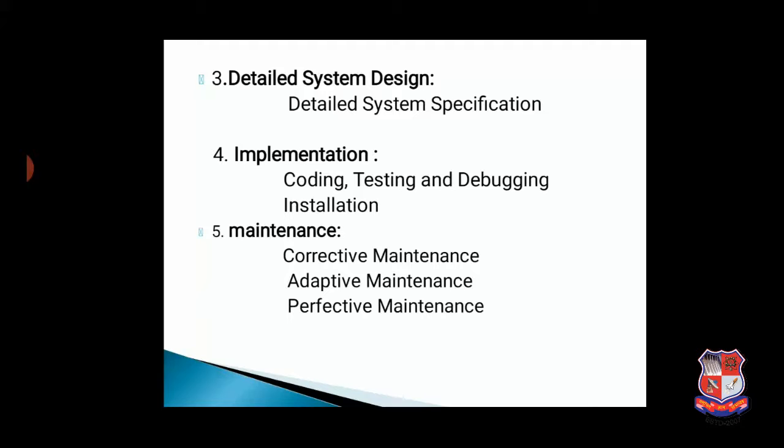Corrective maintenance responds to system errors. If the system gets any errors, to maintain or solve those errors is corrective maintenance. What is adaptive maintenance? Adaptive maintenance means if there are any changes in the business environment, this type of maintenance is adaptive maintenance.